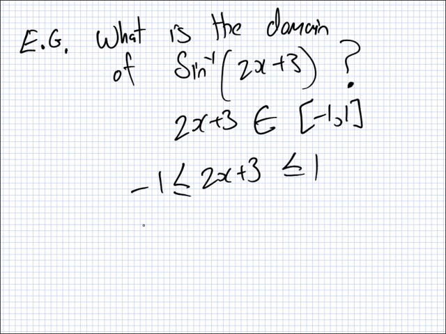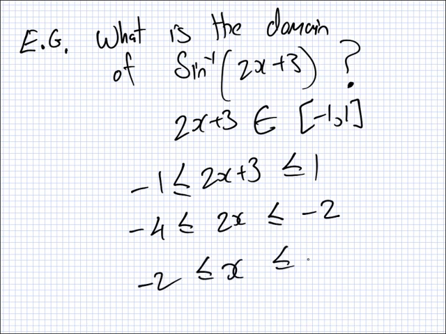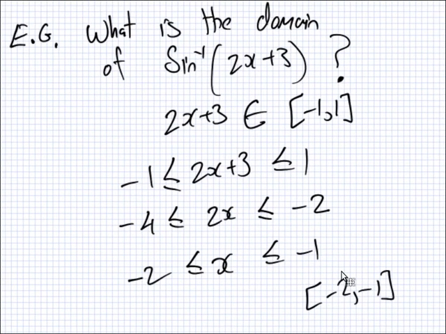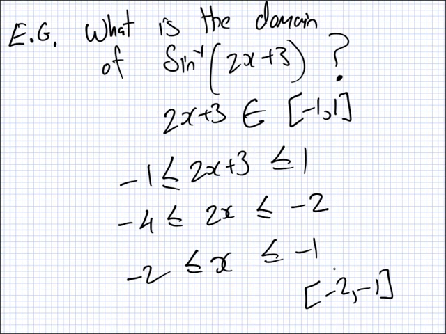Maybe you're right. So that means minus 4 is less than or equal to 2x, and that's less than or equal to minus 2. So x is from minus 2 to minus 1. That's what you said. Yes, beautiful. I think we get the idea.